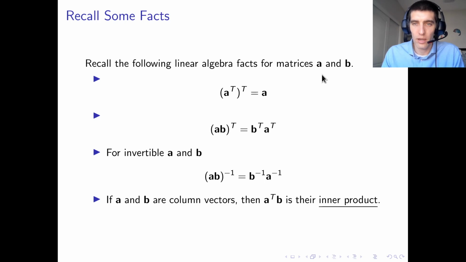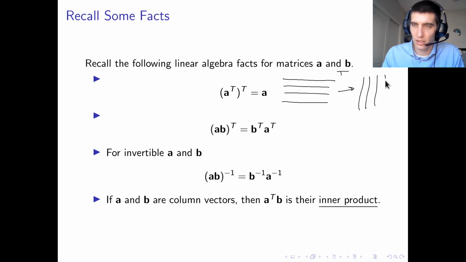For matrices A and B, double transpose, where this T denotes a transpose: if you take the transpose of a matrix twice, you get the original matrix back. Remember, the transpose operator takes a matrix and, if you have a bunch of rows, turns those rows into columns. Transpose swaps the role of rows and columns. This makes sense: you swap rows and columns, swap again, and you get back to the original. But these are just facts we're going to have to remember.